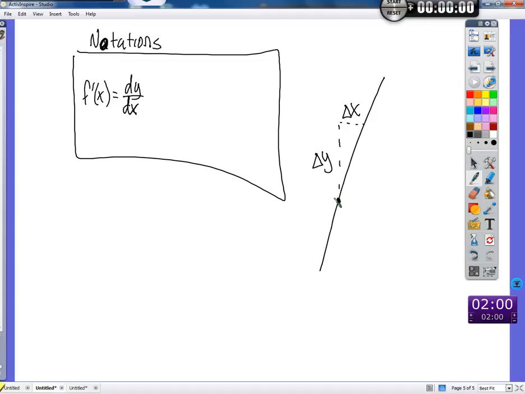Let's see. As I keep writing more down, they become less and less common. We can say y prime. That works too. We can say this is like saying take the derivative of the function, the derivative of f of x. Another one: say the derivative of y.